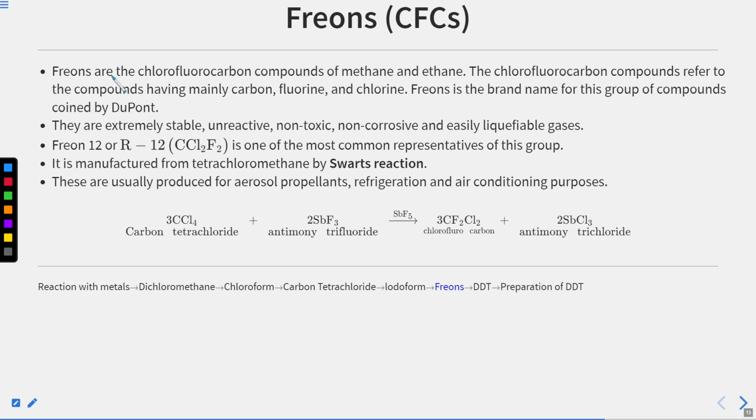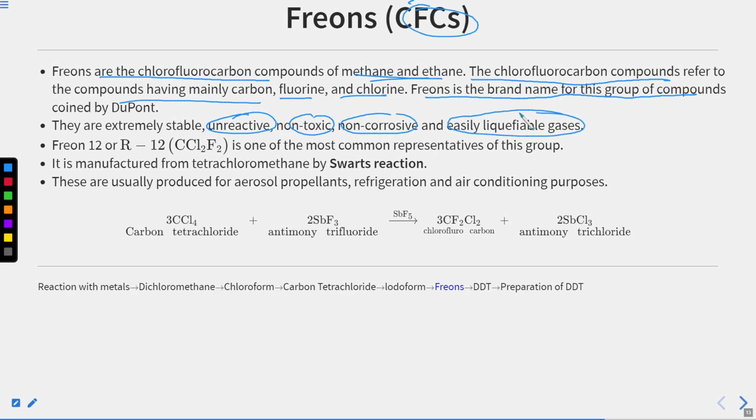Next is freon. Freons are the chlorofluorocarbons, CFCs, of methane and ethane. Chlorofluorocarbons refer to compounds having mainly carbon, fluorine and chlorine. Freon is the brand name for this group of compounds, coined by DuPont. They are extremely stable, unreactive, non-toxic, non-corrosive, and easily liquefiable gases.